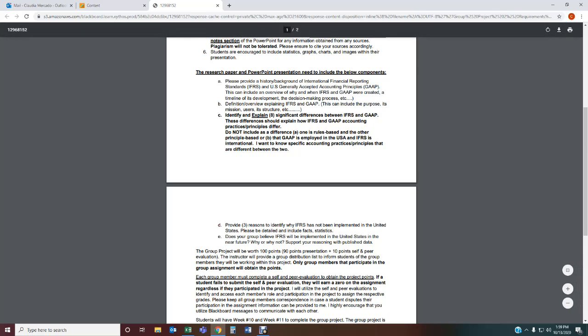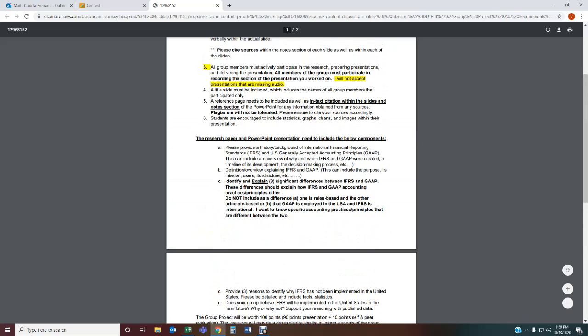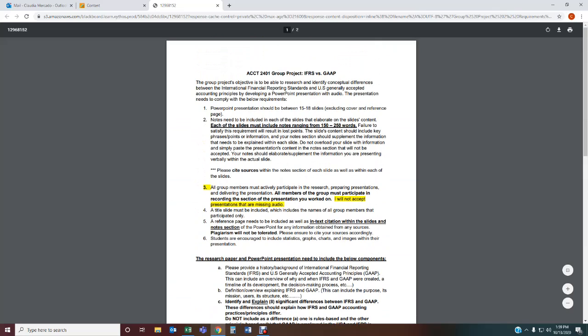Okay. The group project is worth 100 points. 90 points is coming from the presentation, 10 points from the self and peer evaluation. The requirements are very similar to those of the first project. I provided detailed feedback on the first group project. Please make sure that you review that feedback so you can apply it to this project. Having notes is very important. That was something that a lot of the groups missed in some areas.